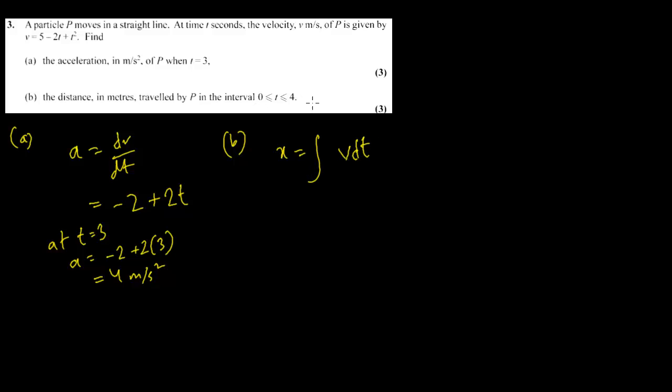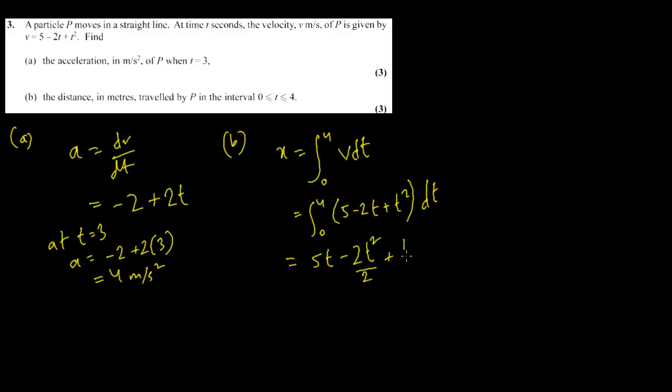The limit is from 0 to 4. So we do 0 to 4, we integrate the velocity, which is 5 minus 2t plus t squared dt. That turns out to be integration of 5 is 5t, integration of 2t is 2t squared by 2, integration of t squared is t cubed by 3. So we got the integral. 0 to 4 is the limit.